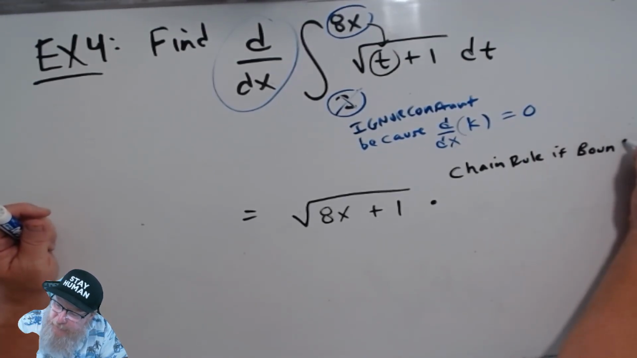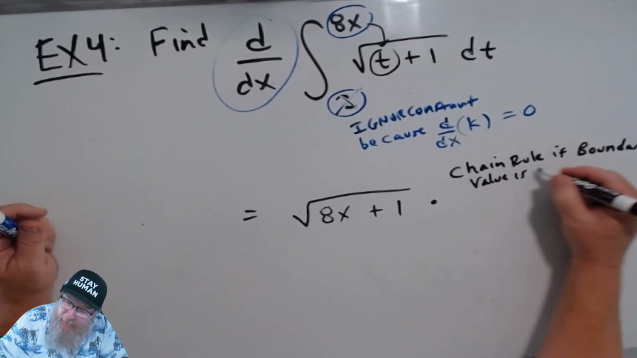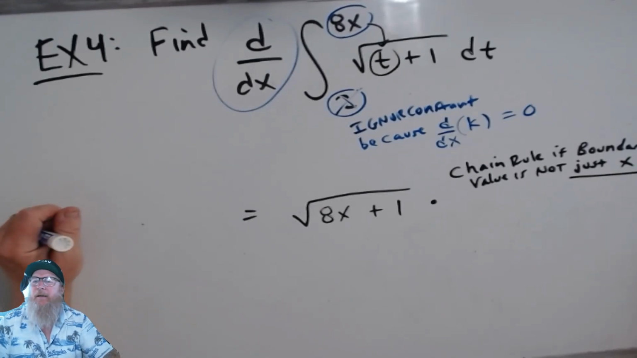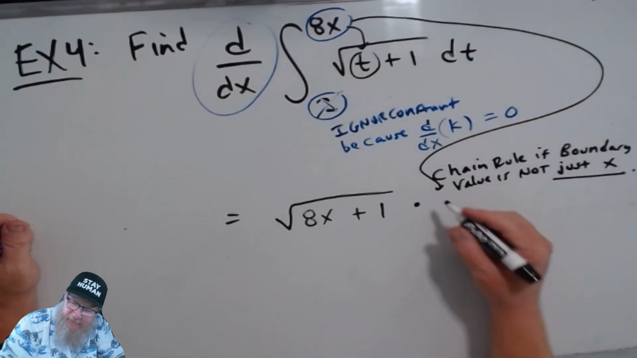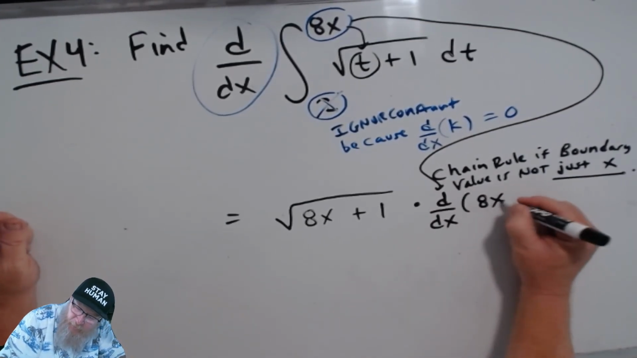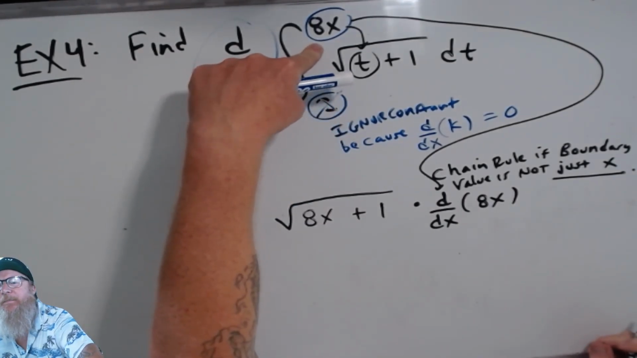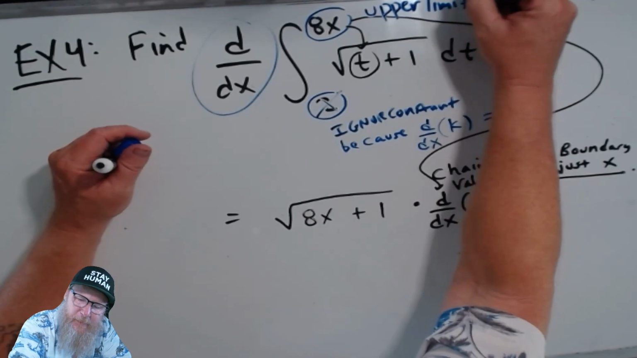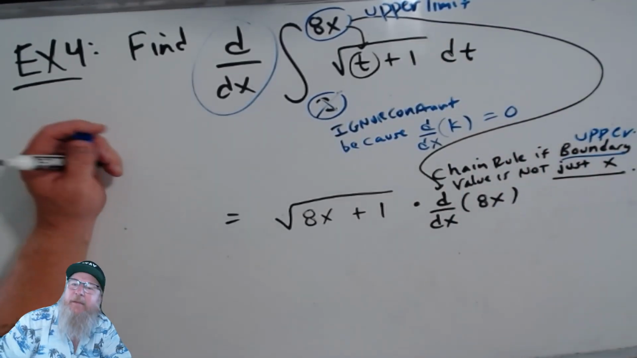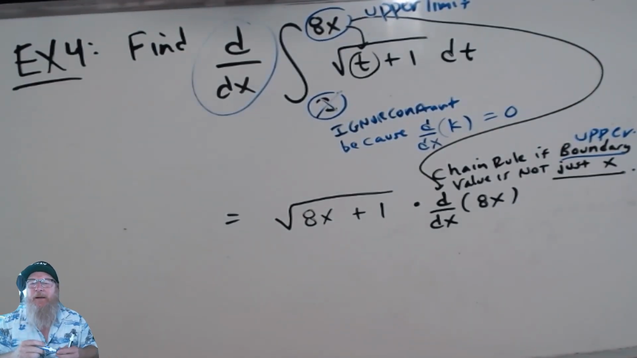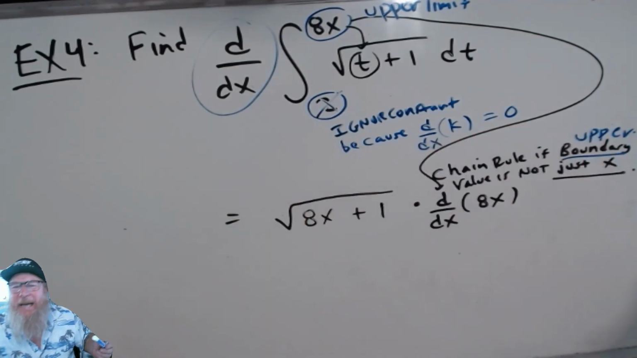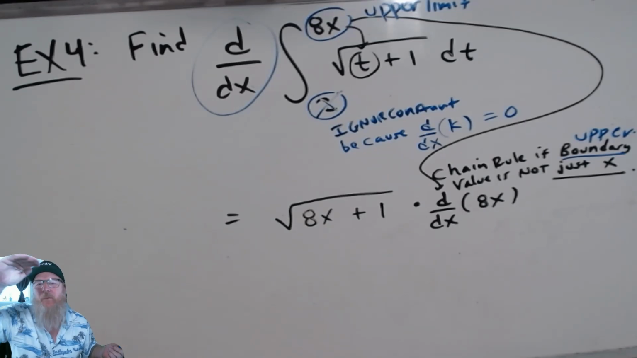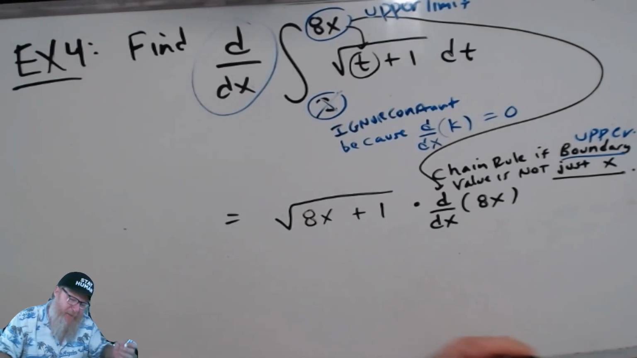If the boundary value is not just x, the chain rule says you need to take the derivative of the boundary value. And the boundary value, also known as the upper limit, or upper boundary, means the same thing. The top. Although it's not really the top, it's more the right-hand side of it as you're moving from left to right. I guess it becomes the top when you evaluate it, right? When you plug it in, it becomes the top of something.